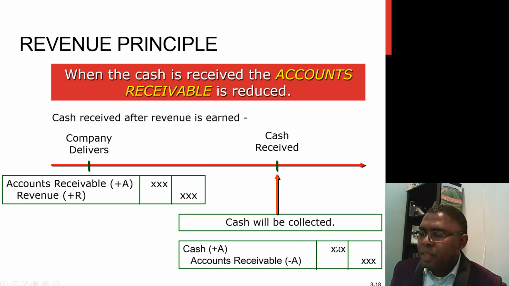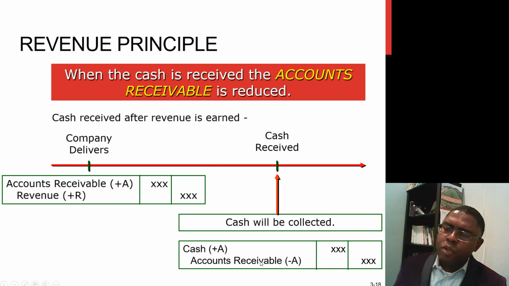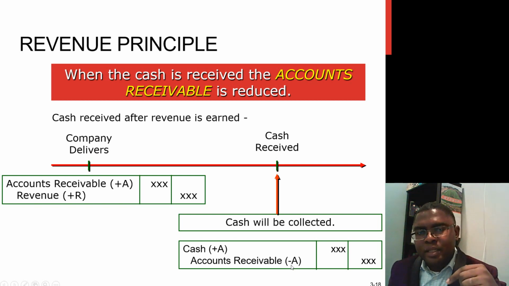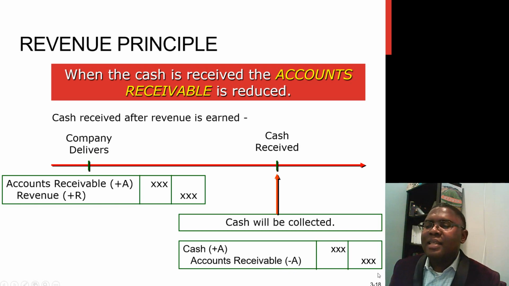So we will start with the one that takes a debit balance, which is cash. Cash is increasing. Cash is an asset. Increase in asset takes a debit balance. And then we go to accounts receivable. Accounts receivable is also an asset, but accounts receivable is decreasing. Decreases in assets take a credit balance.